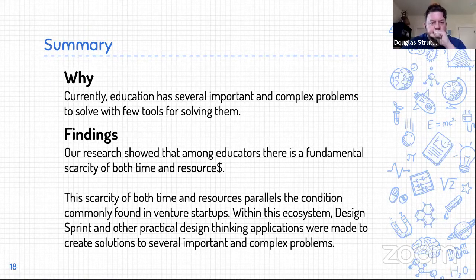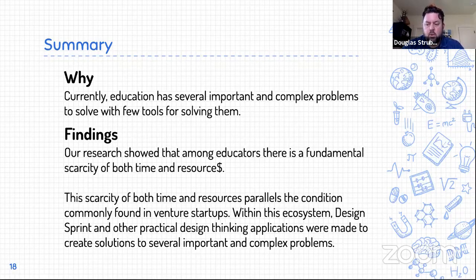Thank you. So in summarization of the project, basically the why behind why we did this was, currently education has several important complex problems, but they don't have the tools for solving them. So our findings showed that educators were apt to try design thinking in the classroom and at their school, but they were lacking 2 fundamental resources. There was a scarcity of both time and resources, specifically money, at those schools.